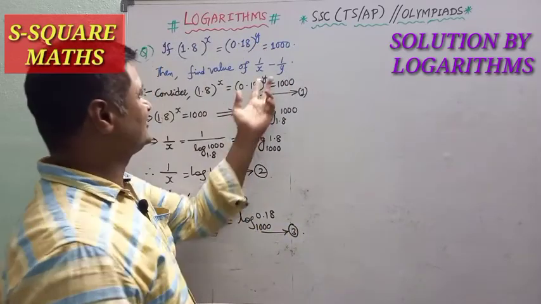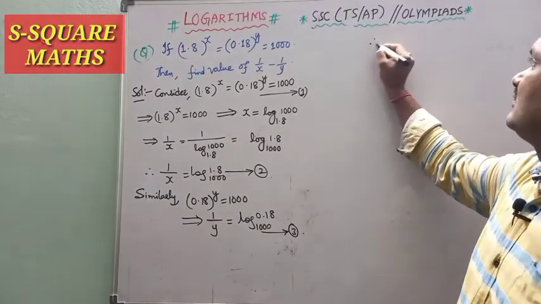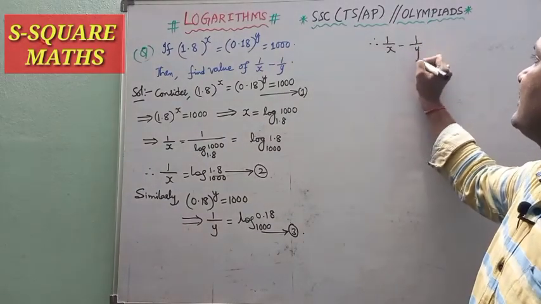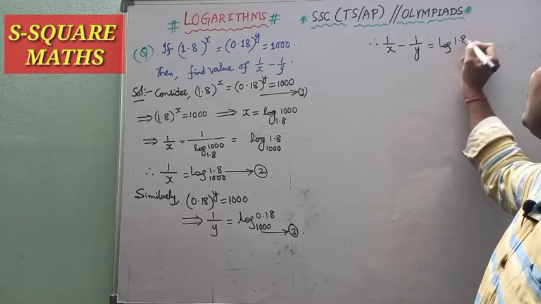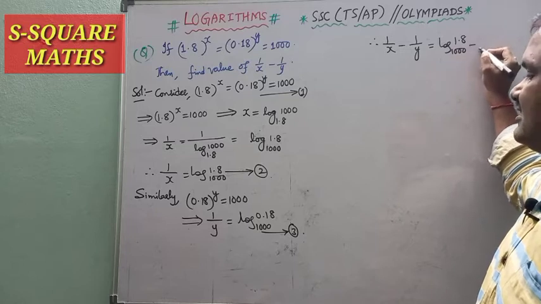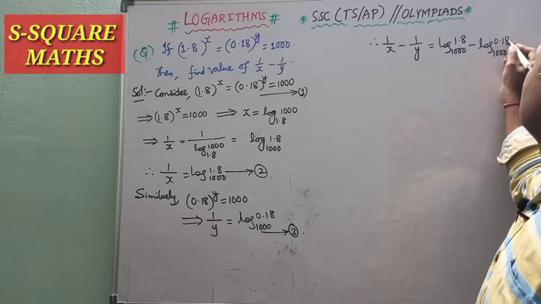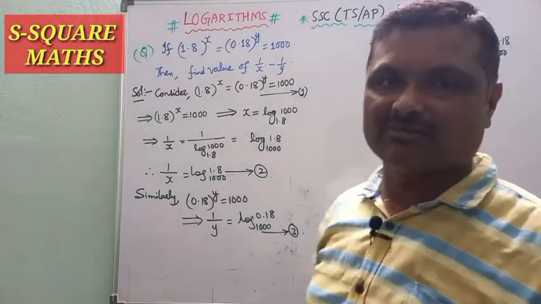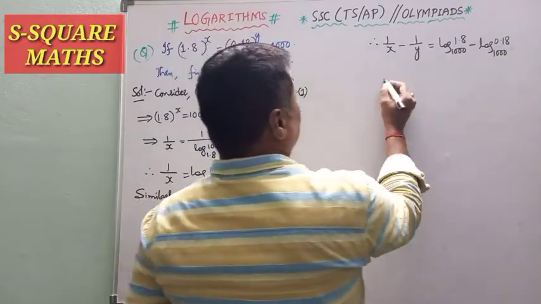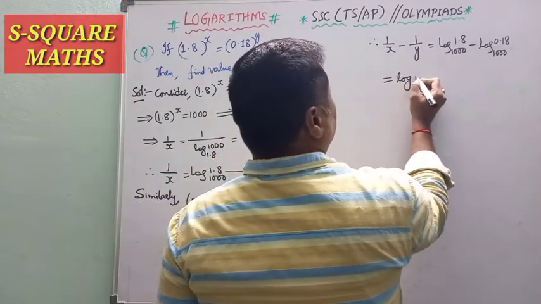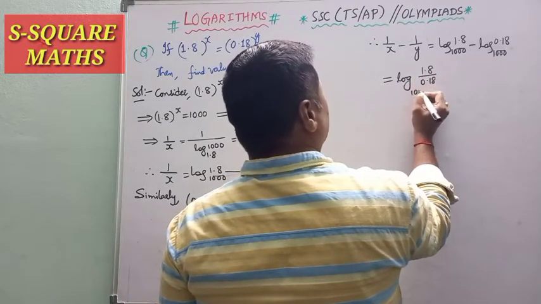So now our intention is to get the value of 1 by x minus 1 by y. Therefore 1 by x minus 1 by y is nothing but log 1.8 to the base 1000 minus log 0.18 to the base 1000. It takes the form of log a minus log b with respect to the same base, so that I can apply log a by b. So here nothing but log 1.8 by 0.18 to the base 1000.